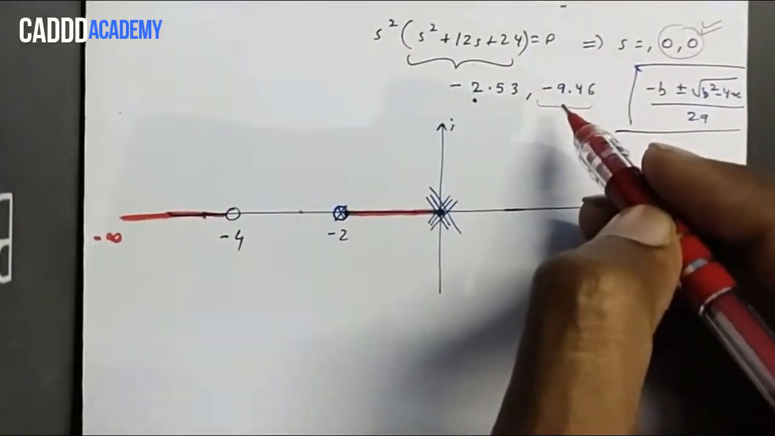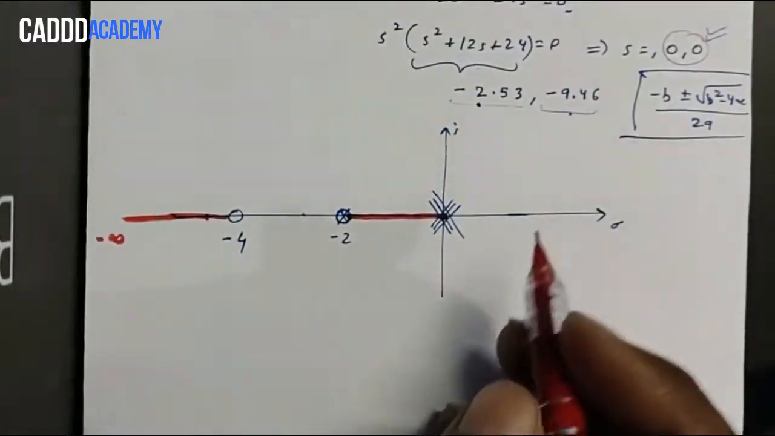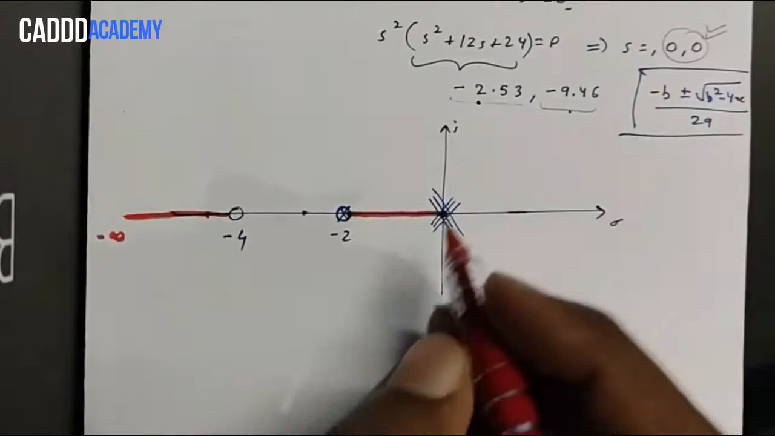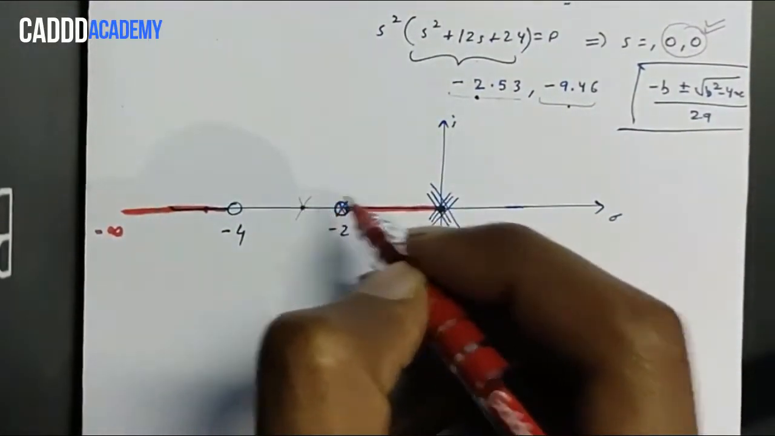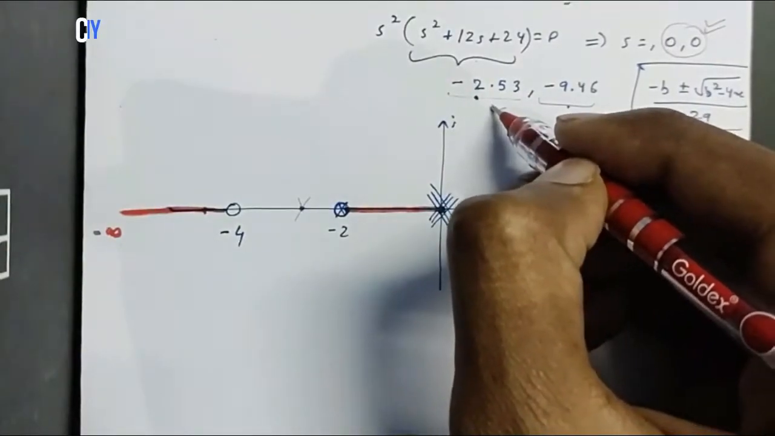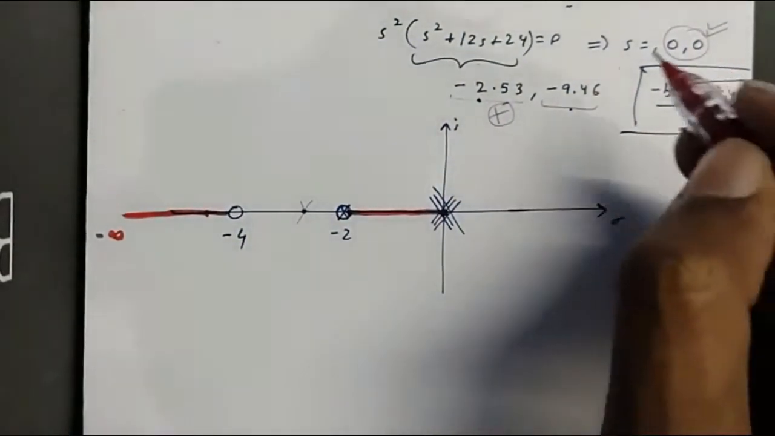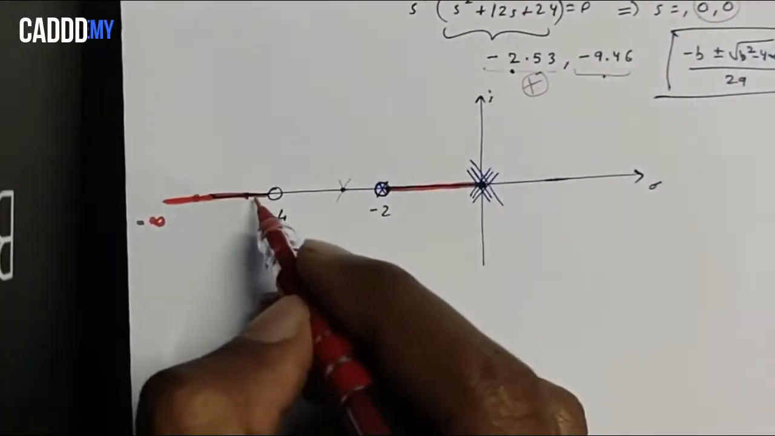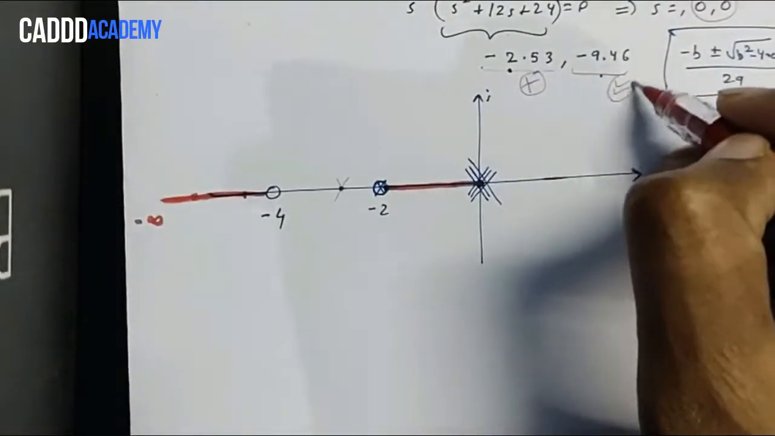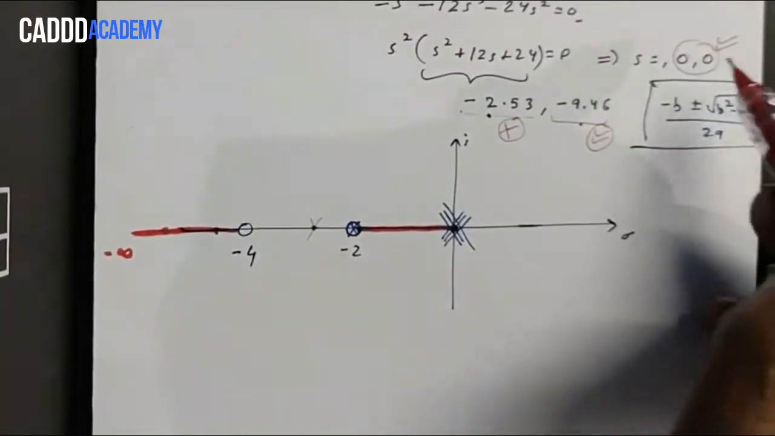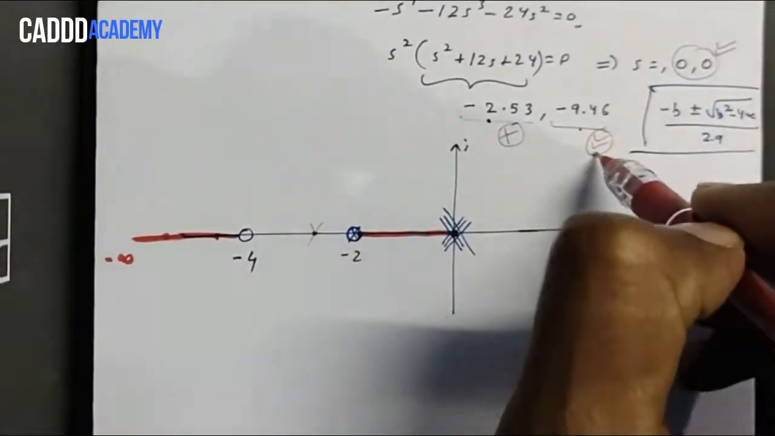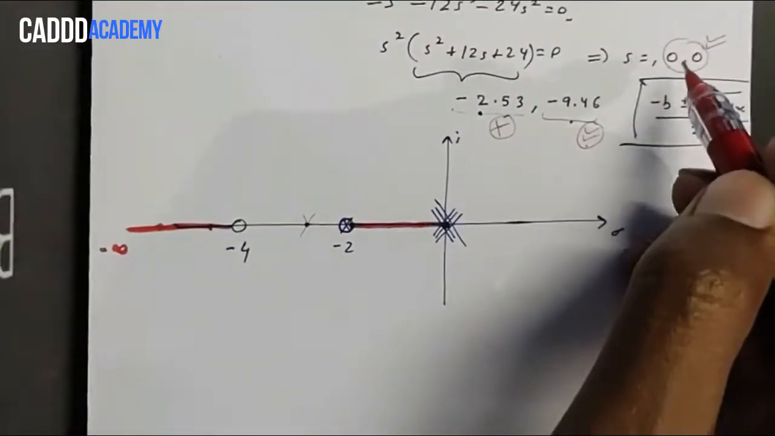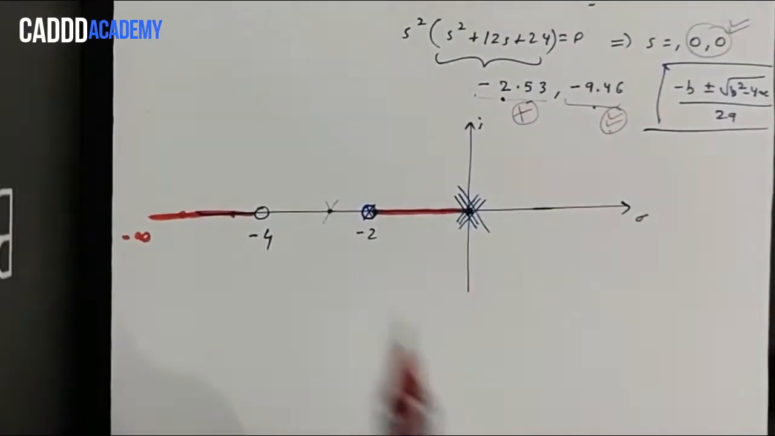Now this breakpoint, which is at minus 2.53, will be somewhere here, and it is not lying on the root locus branch, so it's not a valid breakpoint. At this point, minus 9.46 will lie somewhere here, and this is on the root locus branch, so we can say that this transfer function has valid breakpoints at 0, 0 and minus 9.46. So basically it's two breakpoints only: the first one is at 0 and the second one is at minus 9.46.